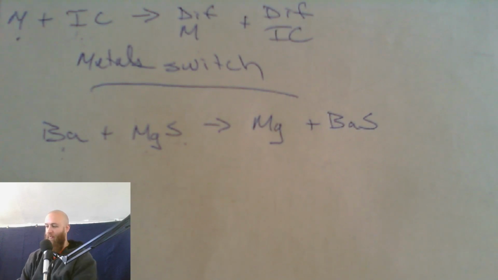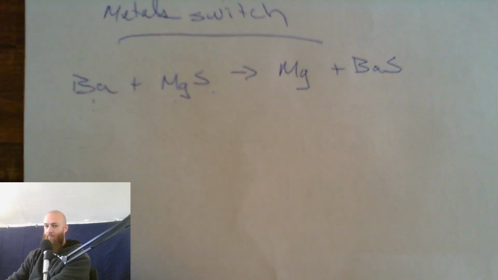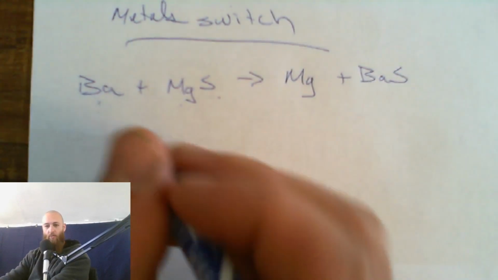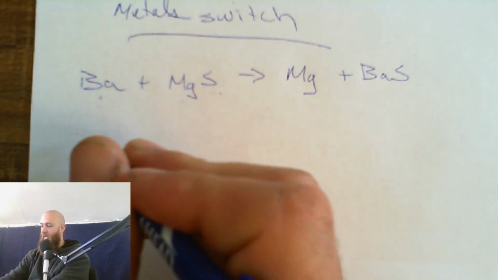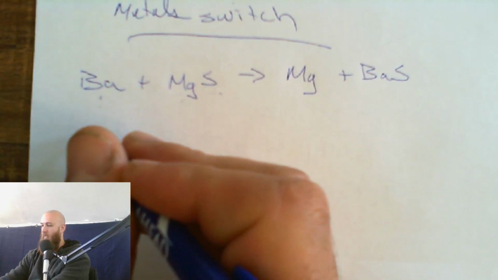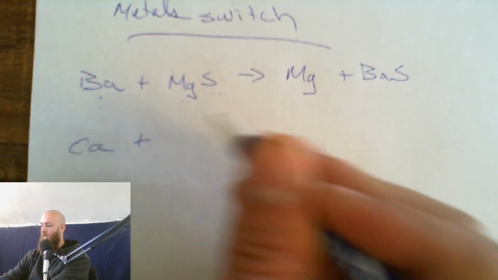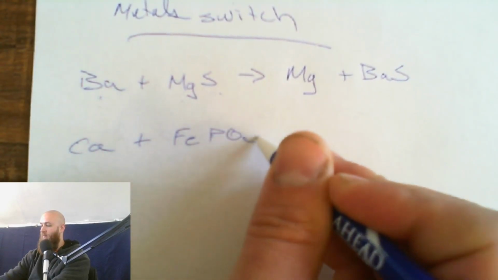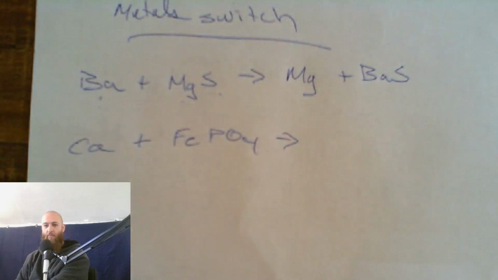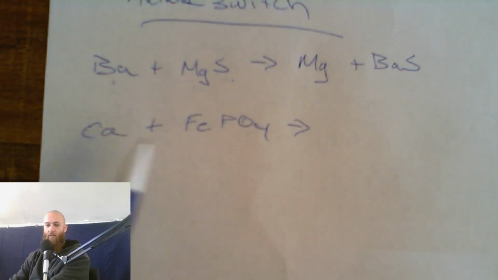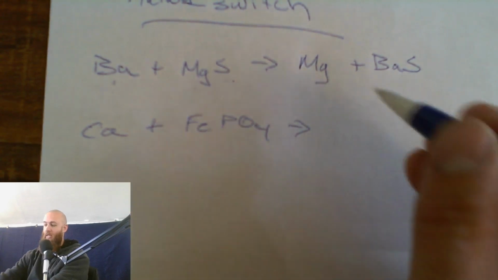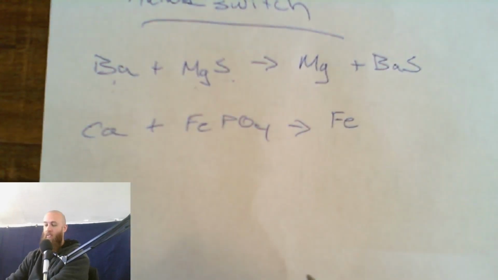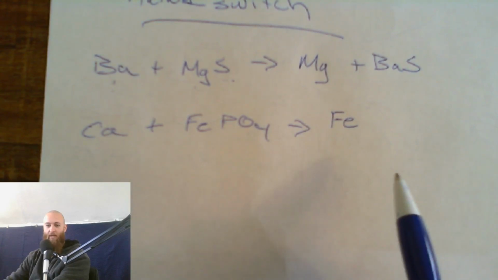We can do all kinds of goofy stuff. Let me show you a hard one, okay? Let's say I got calcium and iron 3 phosphate. Okay? Calcium and iron 3 phosphate. Metal plus your ionic compound. Metals are going to switch places. Okay? So when that happens, iron is now going to be by himself. Just because it's iron 3 over here doesn't really matter anything over here.